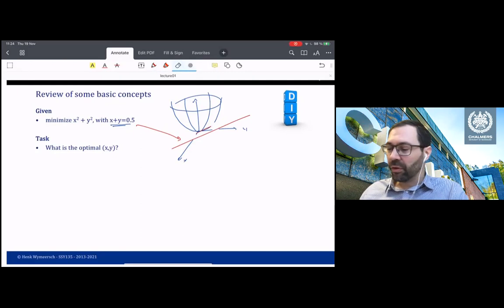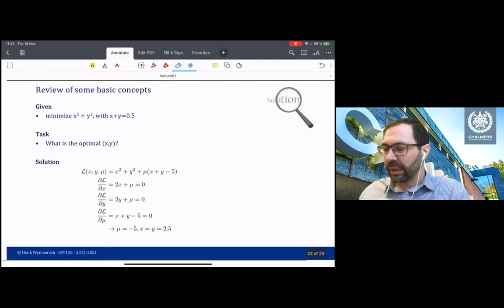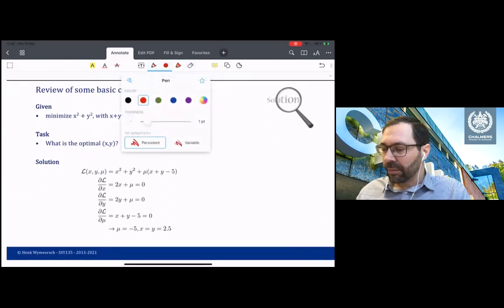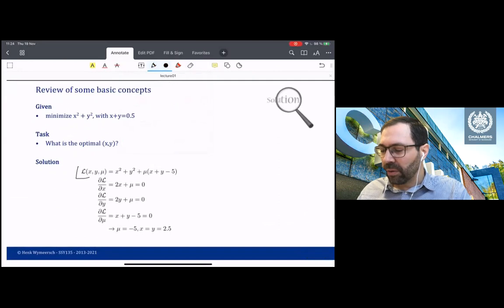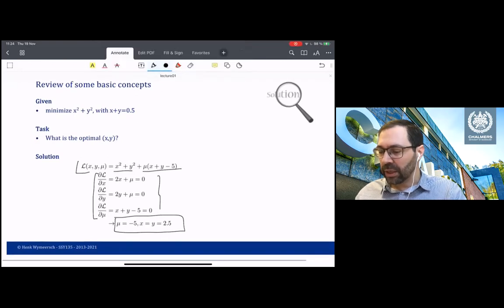Not very trivial if you don't know about convex optimization, but now you do. So this is how we solve this problem. We formulate the Lagrangian, the objective, the constraint. We take derivatives with respect to all of the unknowns, x, y, and mu. That gives us, in this case, a system of linear equations, which you can easily solve, and this turns out to be the solution. So please go through this in detail, and you will see how this works.